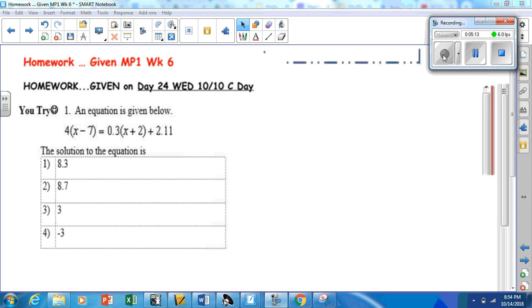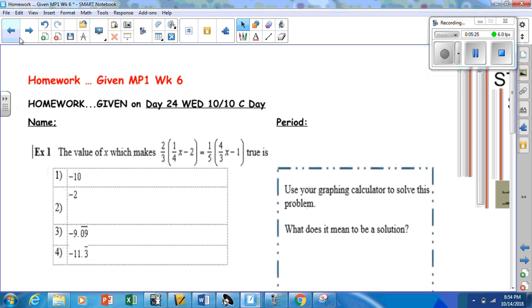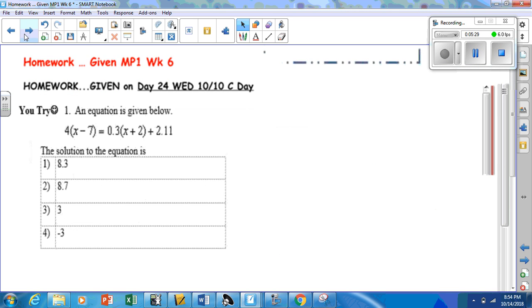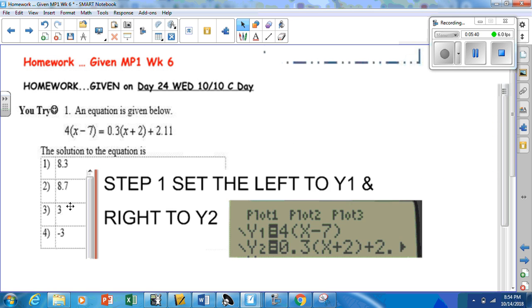All right, let's consider our homework from Wednesday. We have the following equation, and we notice a couple trends here. We had our fractions on Wednesday. Now I want to throw some decimals at you. So how do we go about this? Let's let our calculator do all the heavy lifting. Consider step one.